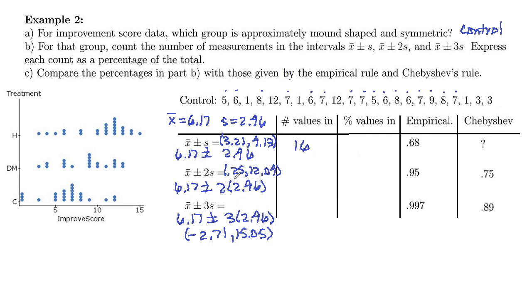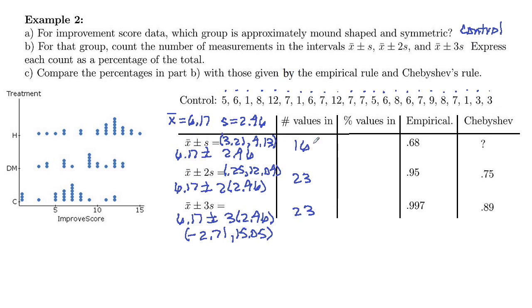And then if we go from 0.25 to 12.09, so that's going to be from 1 to 12. So we add in everything else from 1 to 12. So that'll be 17, 18, 19, 20, 21, 22, 23. And that is actually everything. Negative 2.71 to 15.05, also 23.